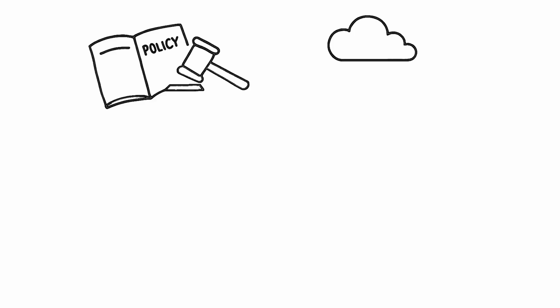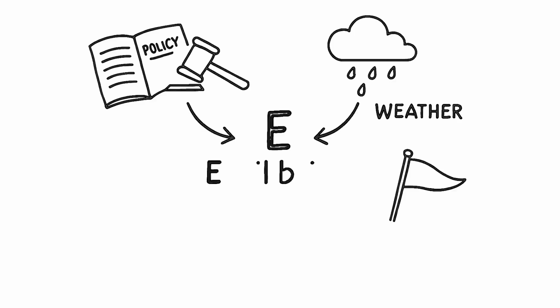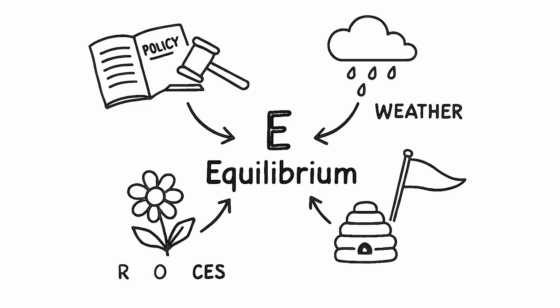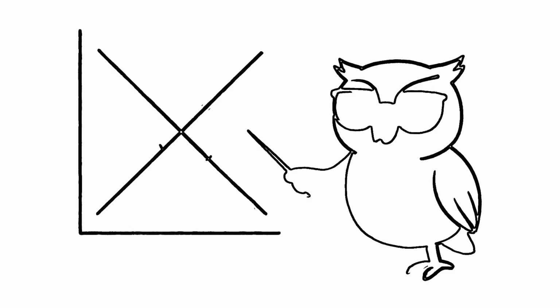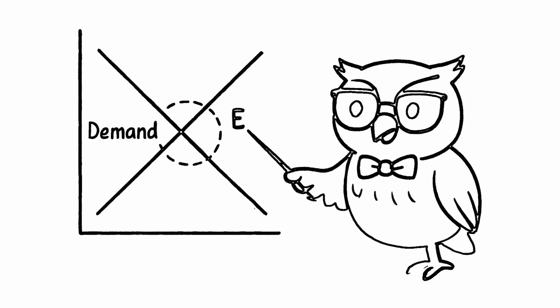The owl reminds everyone that equilibrium is always moving. It shifts whenever supply or demand changes, and sometimes when rules are added. That's why markets are alive, constantly adjusting to new wants, new resources, and new conditions.